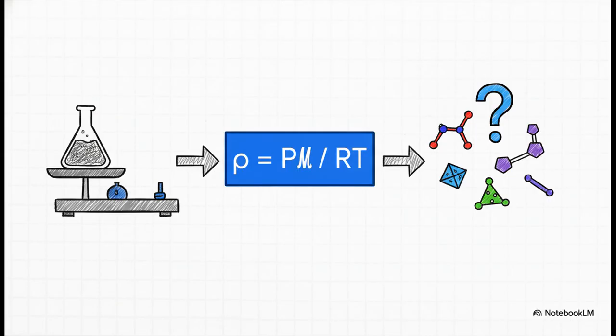The density of a gas equals its pressure times its molar mass, all divided by R and T. What's so brilliant about this is that we've just created a direct link between a property we can easily measure in the lab, density, and a fundamental chemical property that's unique to every compound, its molar mass. This is exactly how we can identify that mystery gas.